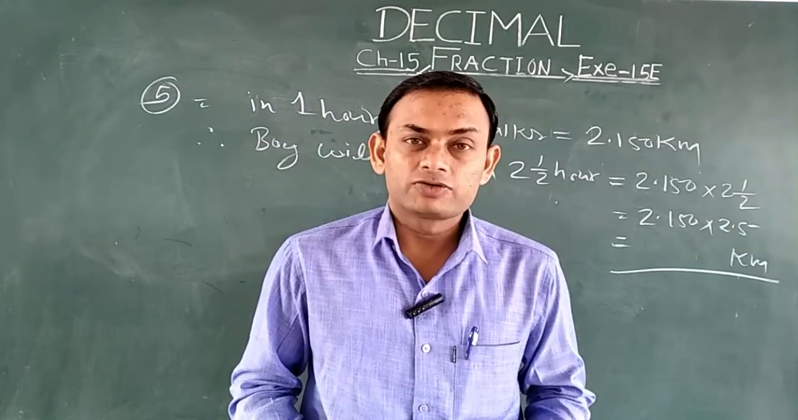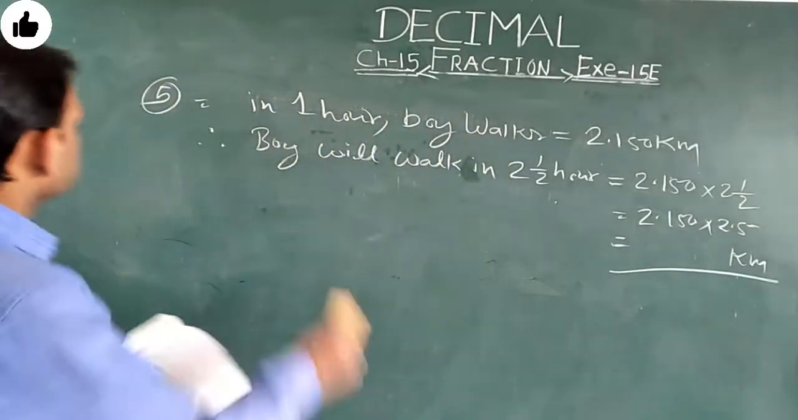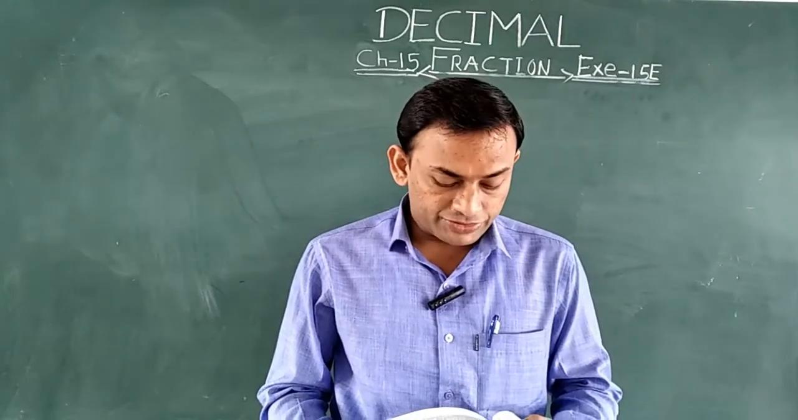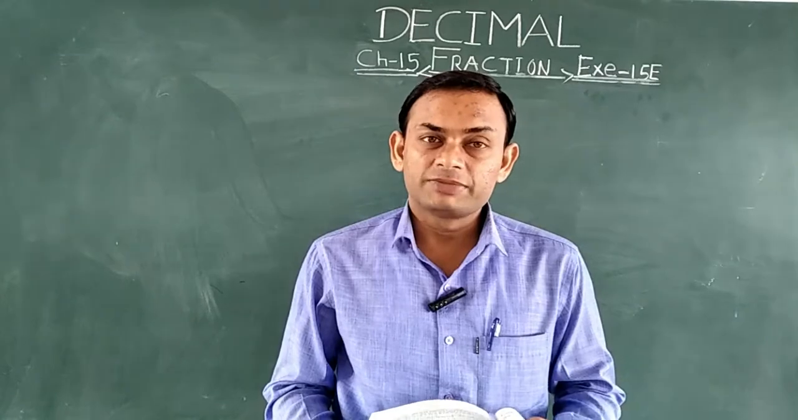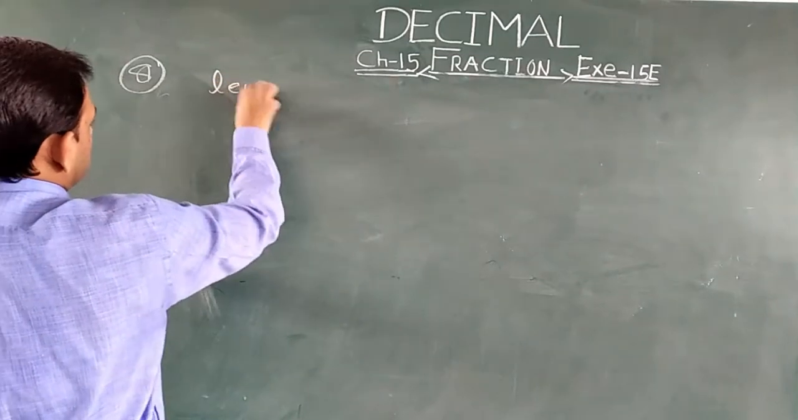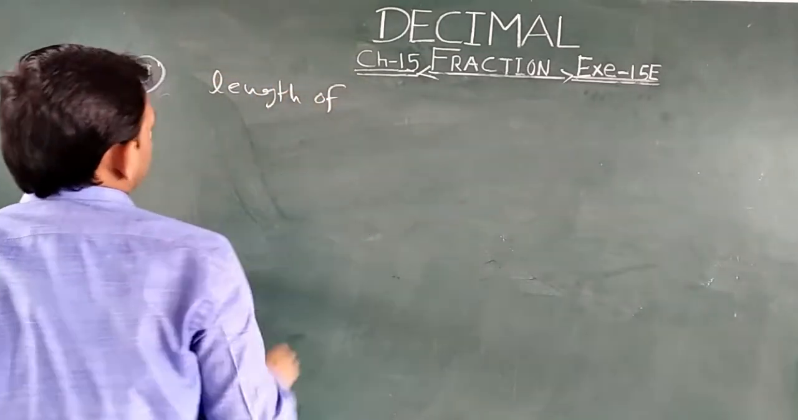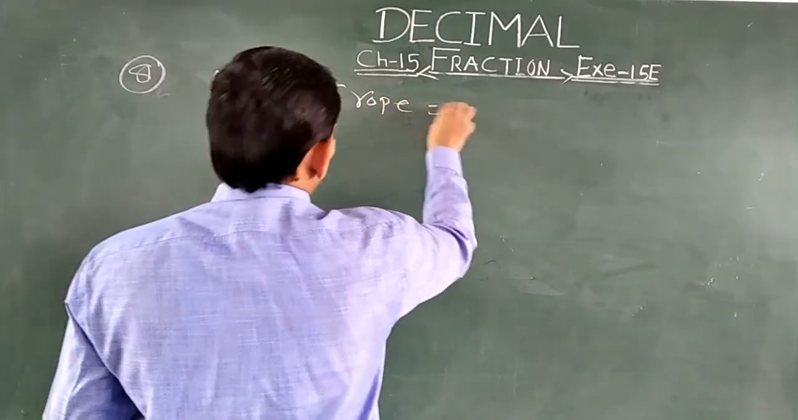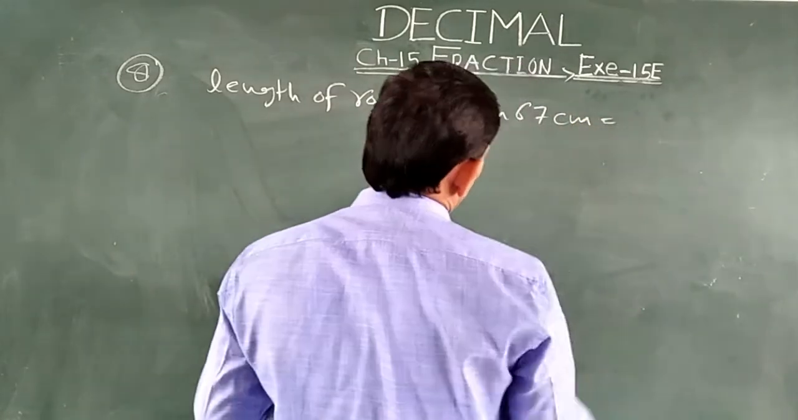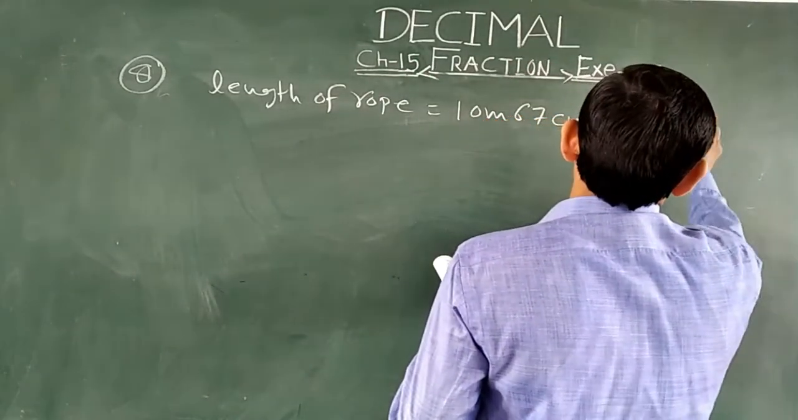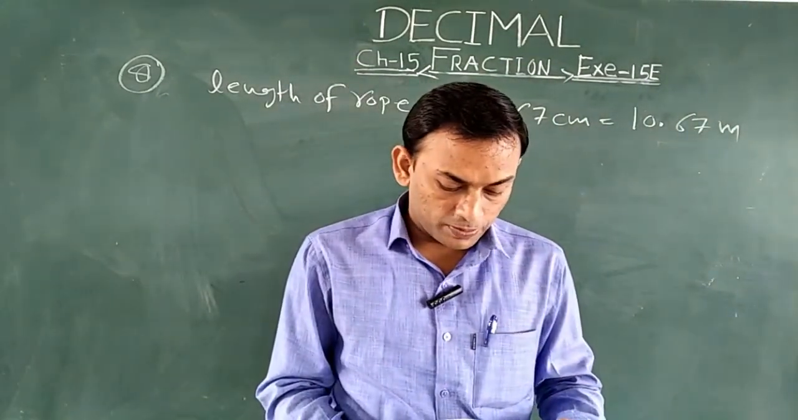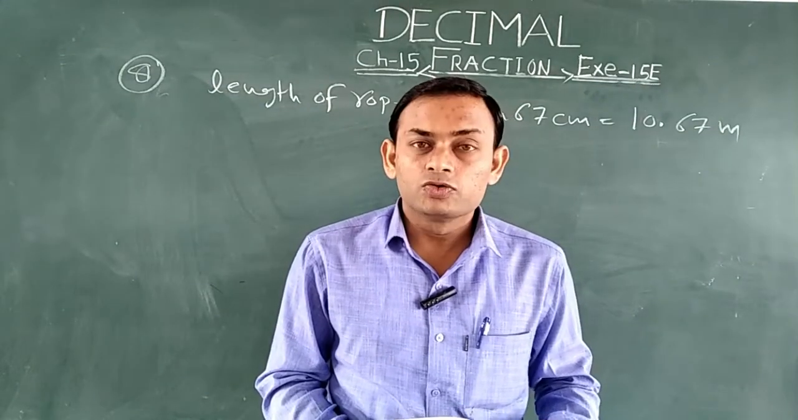After that I am going to tell you question number 8. The question is: a piece of rope is 10 meters 67 centimeters long. The length of the rope is given as 10 meters 67 centimeters, and as you know, it can be written as 10.67 meters. And another rope is 16 meters 32 centimeters long.